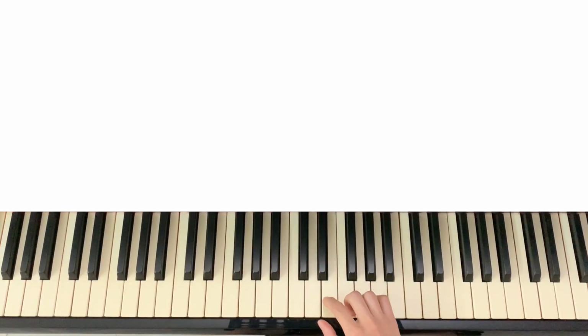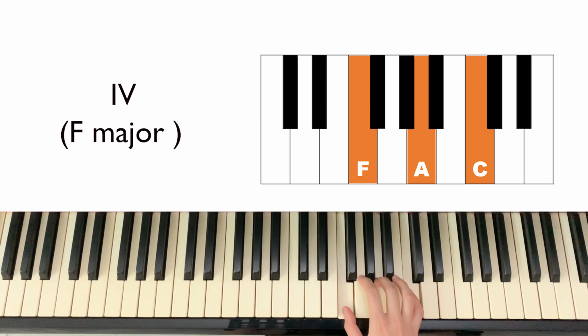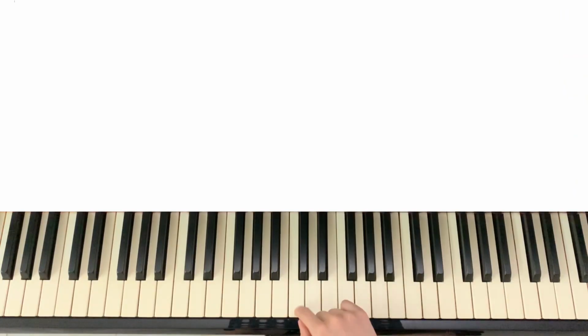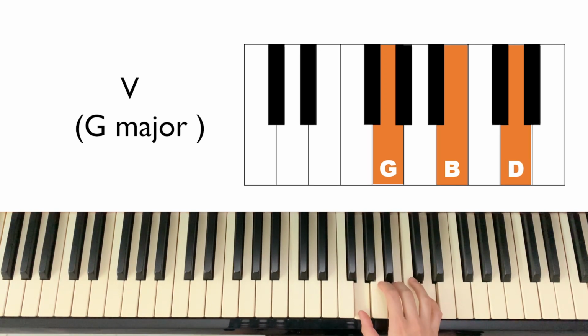The next chord in the progression is the chord 4. Let's count up to 4. 1, 2, 3, 4. This gives us an F major chord. The next chord in the progression is chord 1, which is the C major chord. And finally, our last chord, chord 5. Let's count to 5. 1, 2, 3, 4, 5. And this is the G major chord.